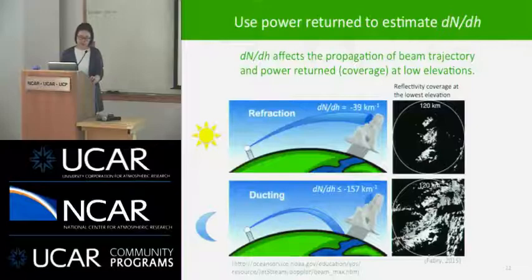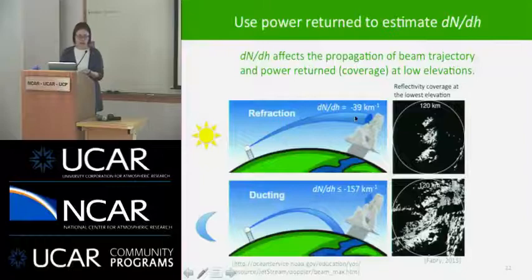Before, we used the phase of the measurements. Now, we are going to use the power of the measurement. For most radar meteorologists, we know the DNDH affects beam propagation. For example, in the daytime, when the atmosphere is well mixed, the vertical gradient of DNDH is close to zero, but in the nighttime, when the atmosphere becomes more stratified, the DNDH becomes more negative. And the beam also changes with this DNDH.